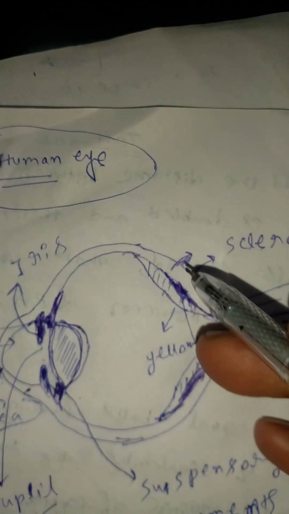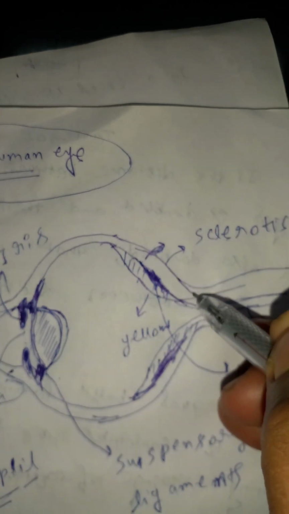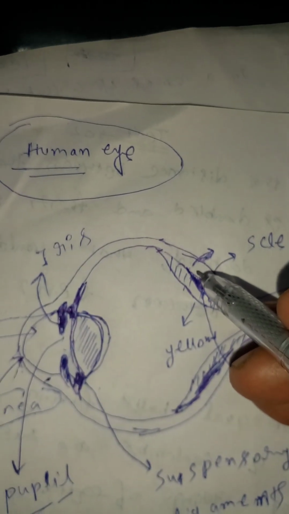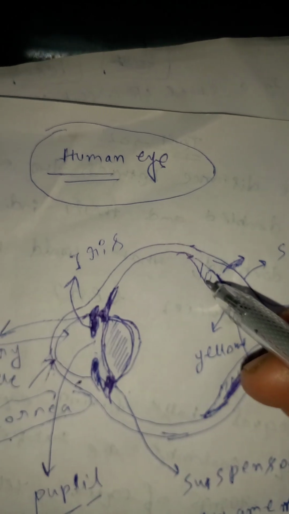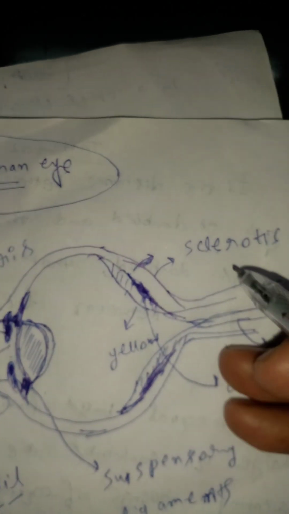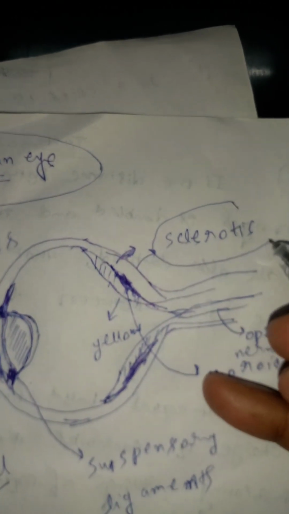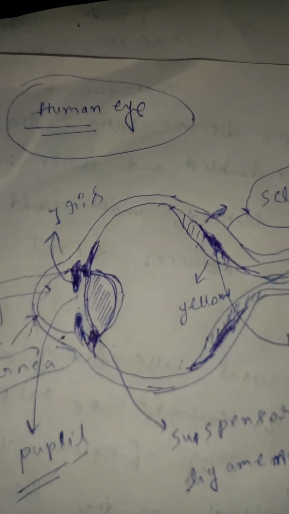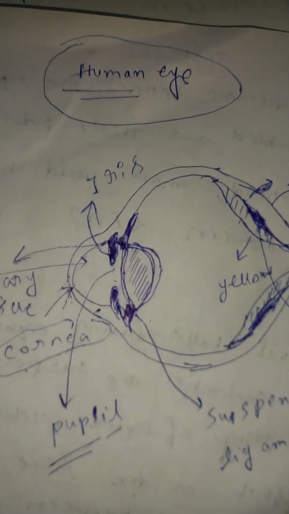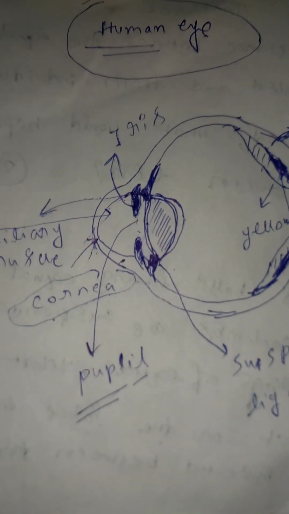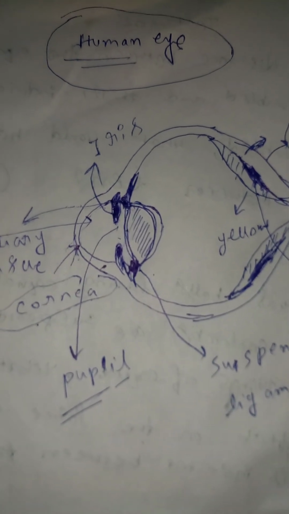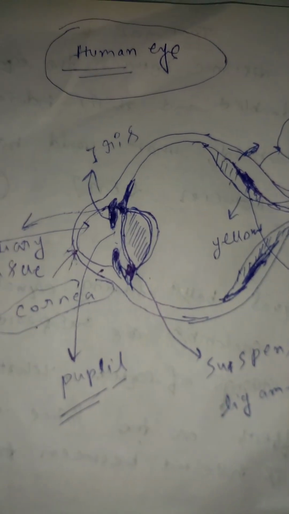And the sclerotic, this outer portion, you can see the sclerotic. That sclerotic is that white covering, the tough and white covering. Now what will sclerotic do? Sclerotic will protect the eyeball. So outer portion cornea, the white and tough opaque covering is sclerotic, that will protect the eyeball.